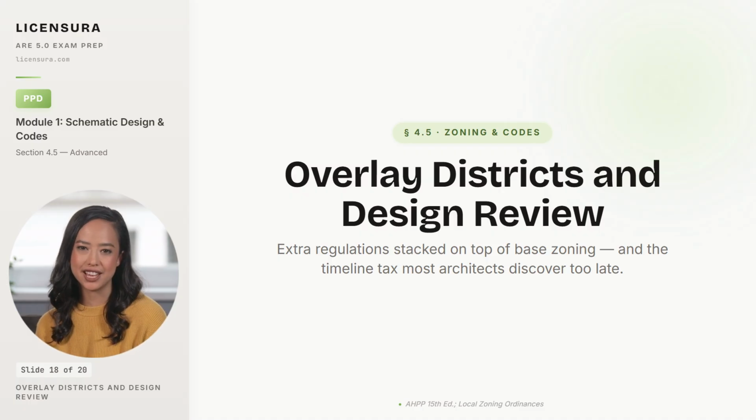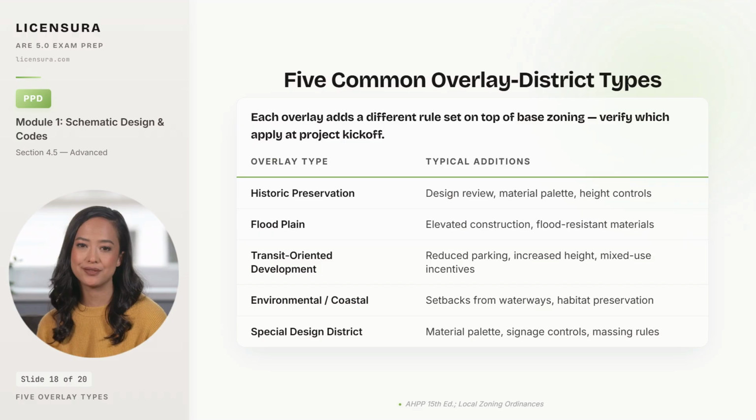Skip the overlay check at kickoff, and you discover the constraint at submittal, costing the project weeks or months on the schedule. Worse, you discover it after construction starts, and the Historic Preservation Commission orders the cladding torn off because the material was not in the approved palette, and the contractor sues for the rework cost while the owner sues the firm. 5 overlay types cover most of the regulatory landscape architects encounter.